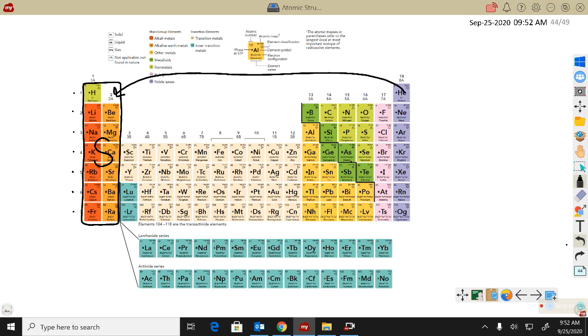Okay, so then we kind of said if you follow your finger across that first row, there would be nothing else in the first row except for the 1s orbital. It's the only orbital in the first energy level. Then you'd go to the second energy level. You'd have the 2s for 2, lithium and beryllium. And then finally, you get over to the P block.